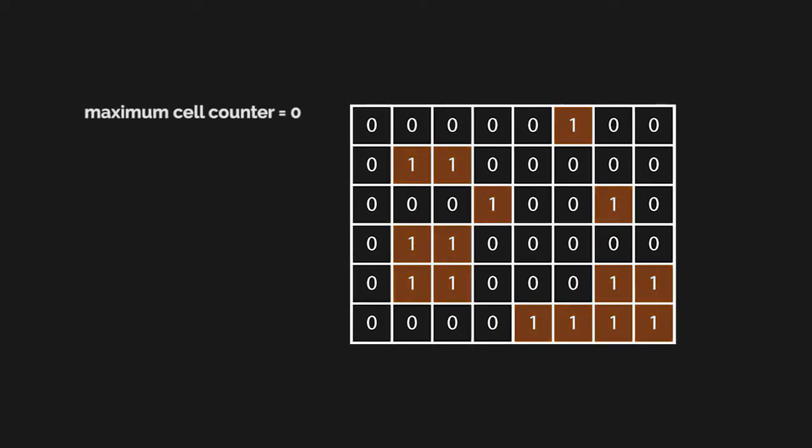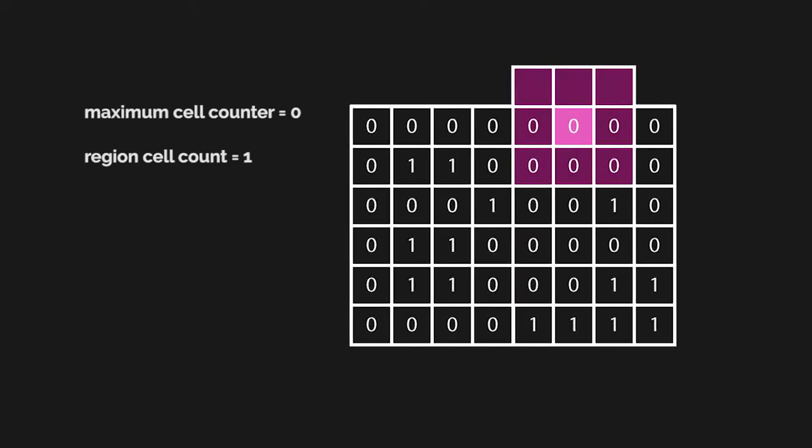In our program, first we will set a maximum cell counter with initial value 0. Then we will start iterating through each cell of the matrix. When we find a cell with value 1, we will consider it as a new region and set the region cell count to 1. After taking the count, to mark the cell as visited, we will change its value from 1 to 0. After that, we will check whether any of its neighbor is having value 1.